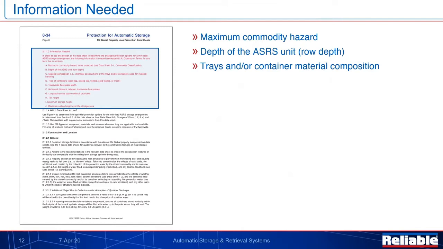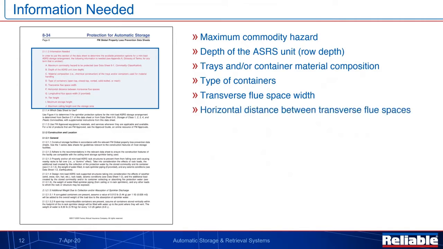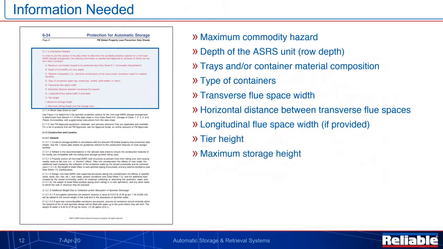The material composition of the tray and container is going to be important as well. There's many different styles of material composition that can be used for these types of handling of storage. Types of containers, just the shape of the container, transverse flue space width, horizontal distance between the transverse flue spaces, longitudinal flue space width, if one's provided. A longitudinal flue does not have to exist in this type of storage. Tier height, maximum storage height, and the maximum ceiling height over the storage area. So that's 10 different pieces of information that are going to be needed in order to apply this document correctly.